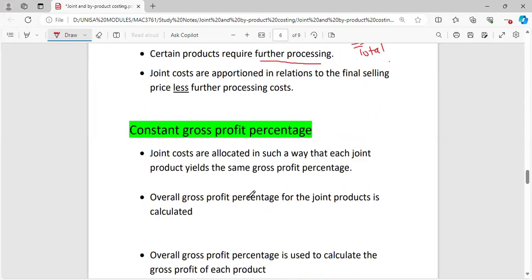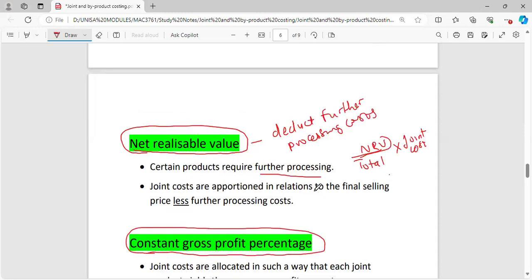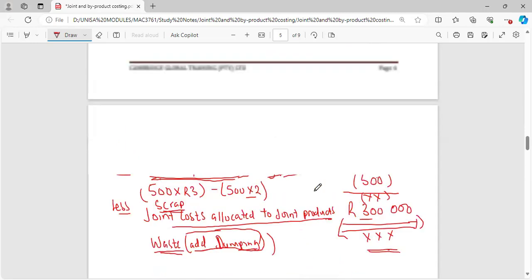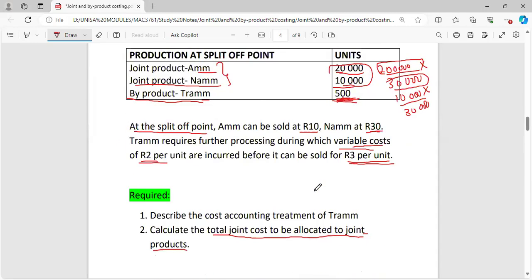Then there is also the constant gross profit percentage. When you use the constant gross profit percentage, you are going to calculate a constant gross profit, which means one gross profit percentage for all the products. How do you calculate the one gross profit for all the products? It means you have the total. Let me just try to give this from the question.